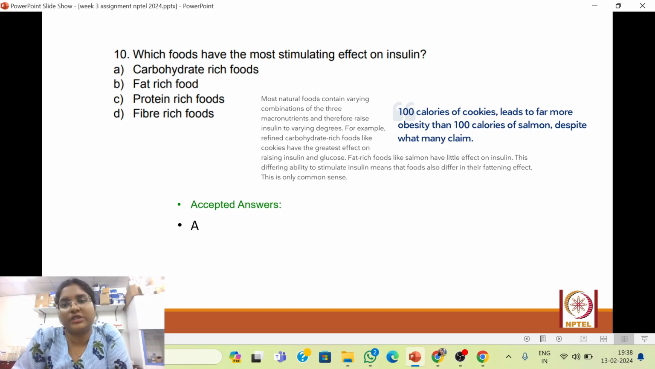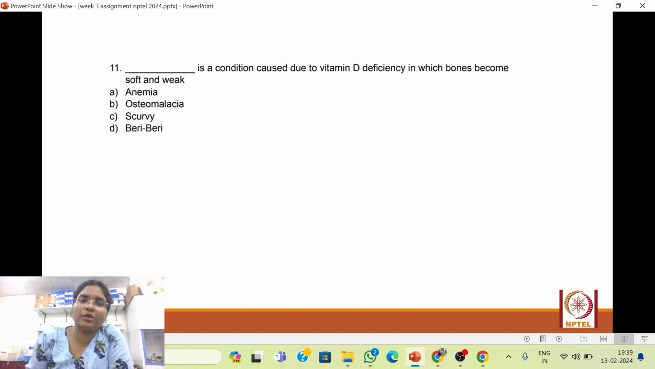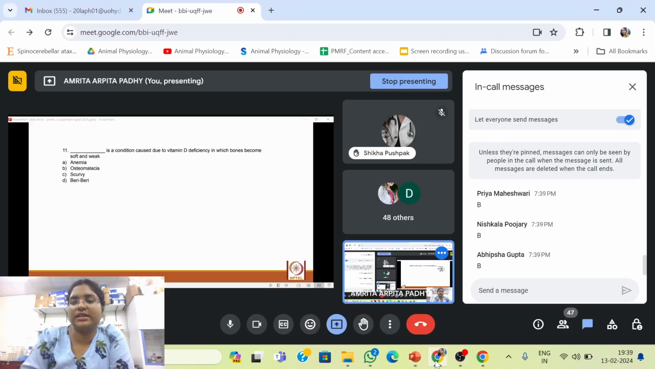For example, cookies. 100 calories of cookies can lead to more fat and obesity than 100 calories of salmon, which is rich in fats. So consumption of sugar is more dangerous than consumption of something which has more fats. Right? Okay. We'll move on to the next question. Dash is a condition caused due to vitamin D deficiency in which bones become soft and weak. Anemia, osteomalacia, scurvy, and beriberi. Start answering.